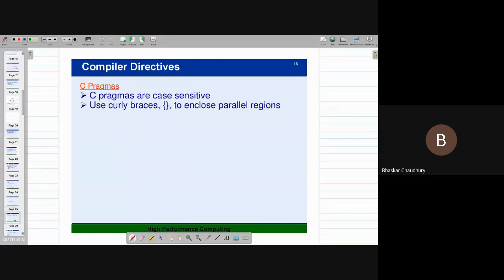Now, what are pragmas? First, C pragmas are case sensitive. Let me write it down, otherwise we forget. Pragmas are used to start some threads. This is basically the fork join concept, so forked threads. Each thread, which you have already started, will execute whatever function is given to it, you can also call a function or job, and then it gets terminated.